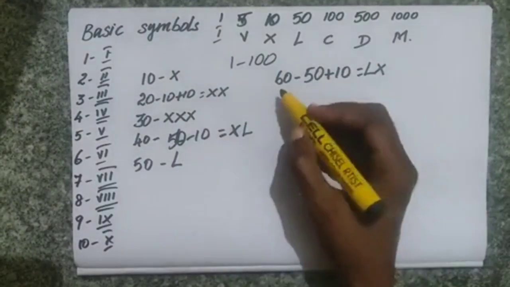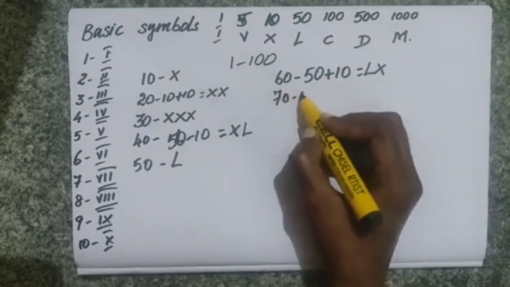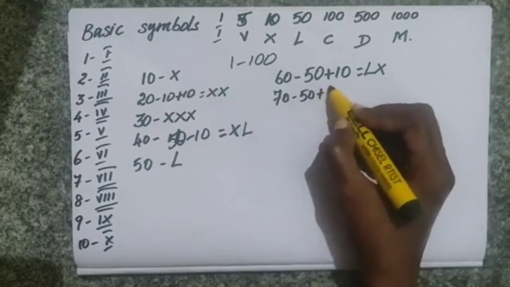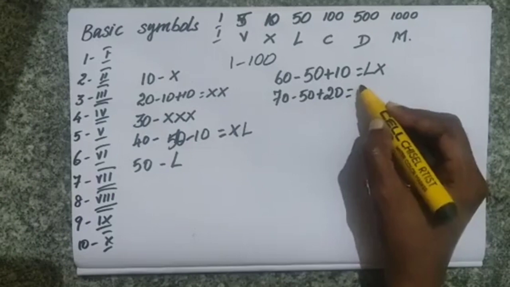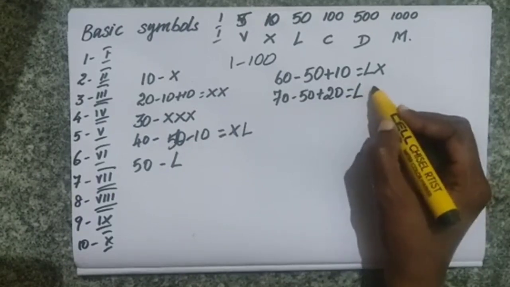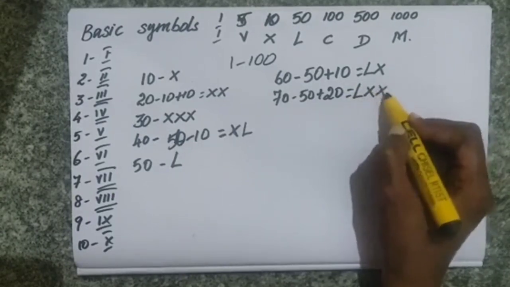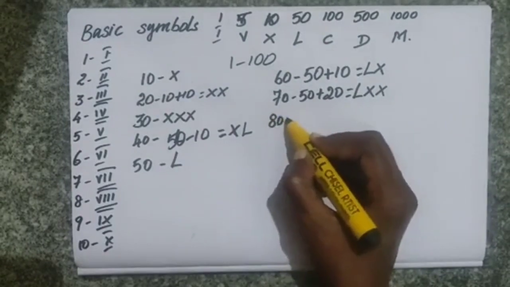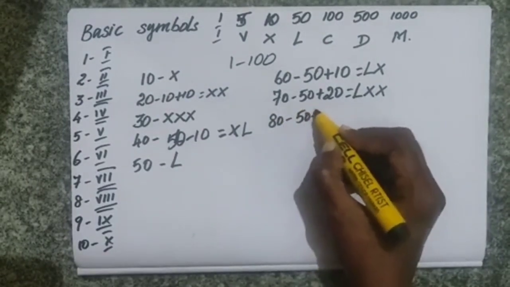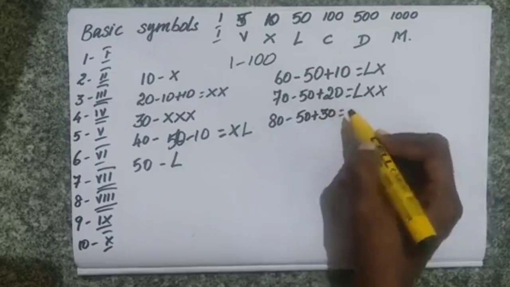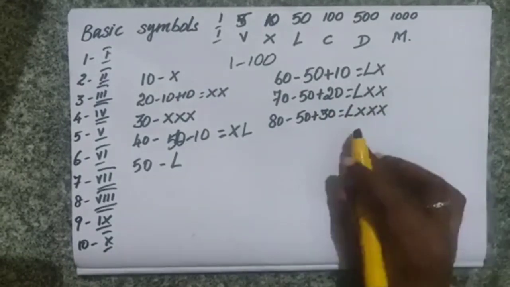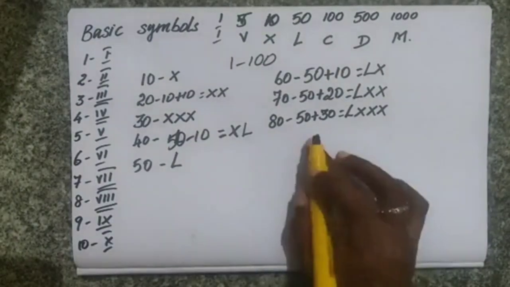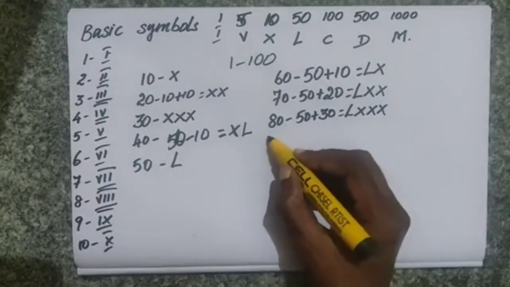Now for 70 it will be 50 plus 20. 50 plus 20 we get 70. So 50 is L. For 20, XX. Again for 80 it is 50 plus 30. So it is L plus 3 times 10. So 3 times 10 it is 30. So this is 80.